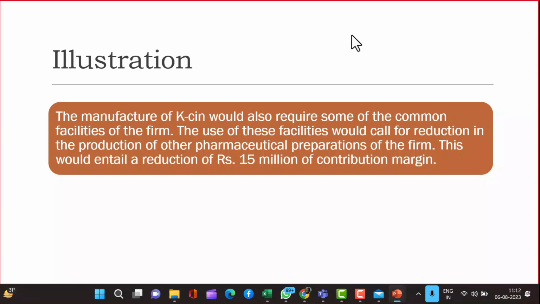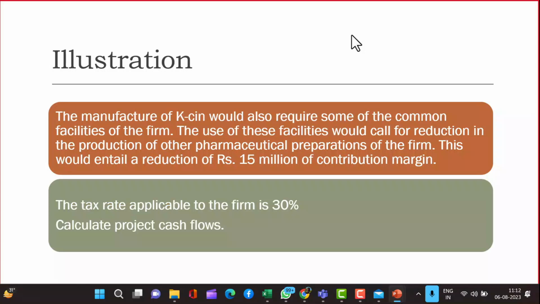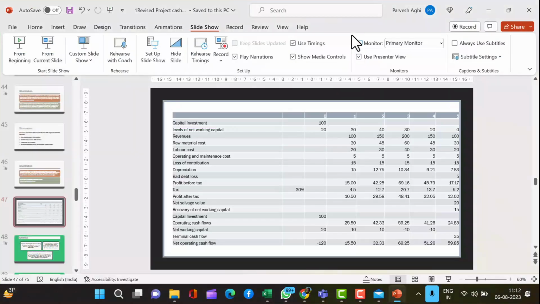So that means, when the company does this new project, it will be losing 15 million of contribution from the existing business that the company is doing. So we have to consider this cost. We'll come to this later. So this is the question. Let's go to the Excel sheet.